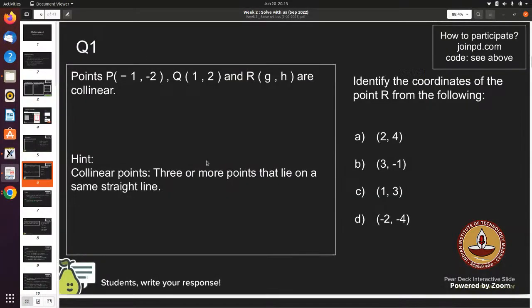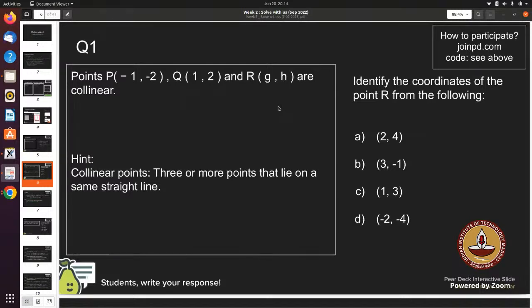Sir, we can write the equation of each slope and then satisfy it. Okay. So you have found the equation of the straight line passing through P and Q. Then you are putting G and H there to find the relation between G and H, right? Check by option. Yes. Okay. Fine.